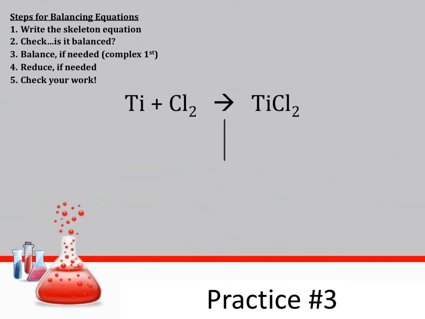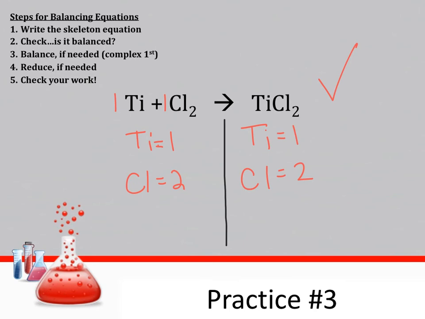So we draw a line separating the sides of the equation. We list out the elements in the same order on both sides of the equation. We count how many atoms of each element are present, and then we check to see if it's balanced. I have 1 and 1, 2 and 2, so this one is already done. What we would do is write ones.